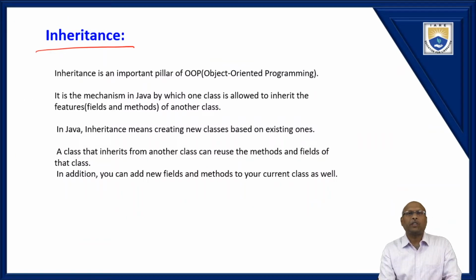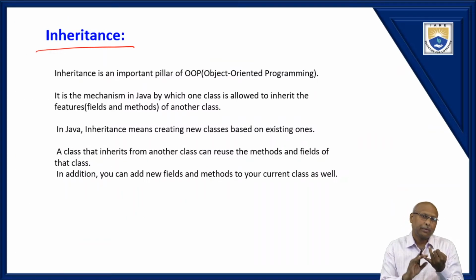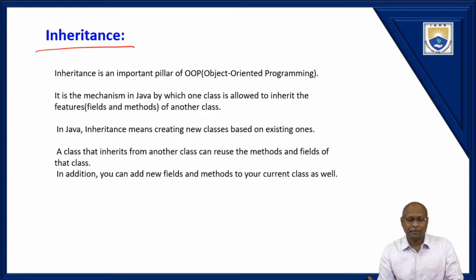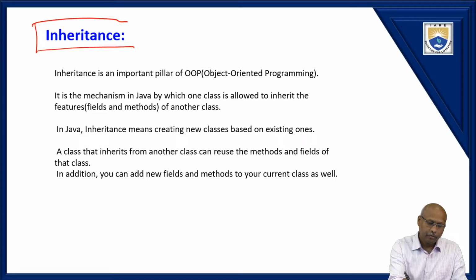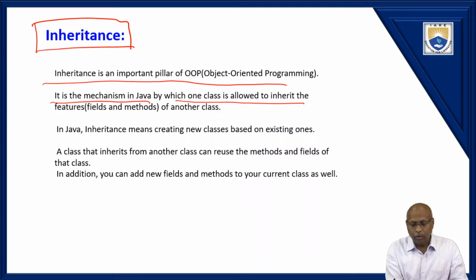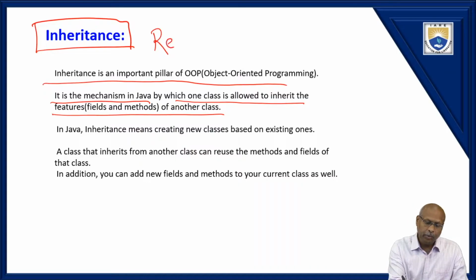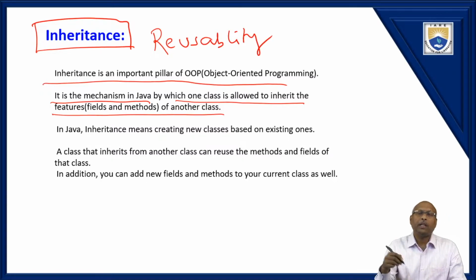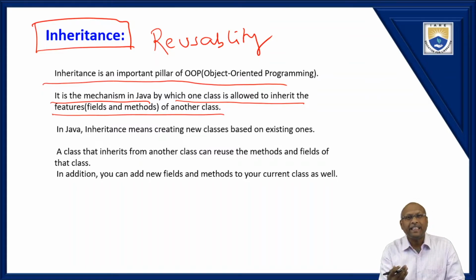Now we'll come to one more important concept, because I told you the 4 pillars: abstraction, encapsulation, and then inheritance. This is also one of the important concepts of OOPS. Inheritance is an important pillar of OOPS. It is a mechanism in Java by which one class is allowed to inherit the features of another class. So this talks about reusability: how you can reuse the code, how you can extend, how you can reutilize. Those things come under the inheritance concept.